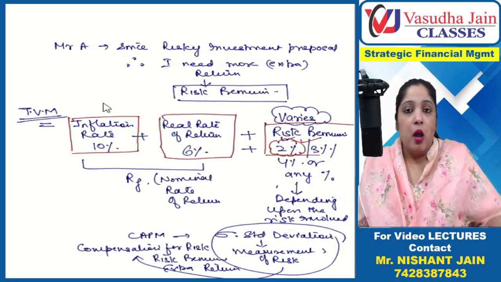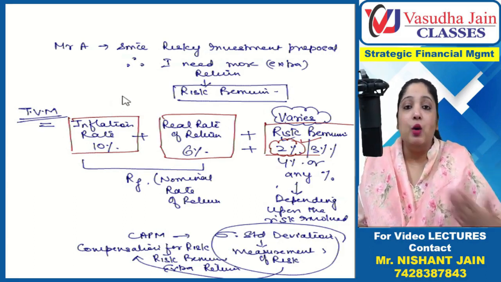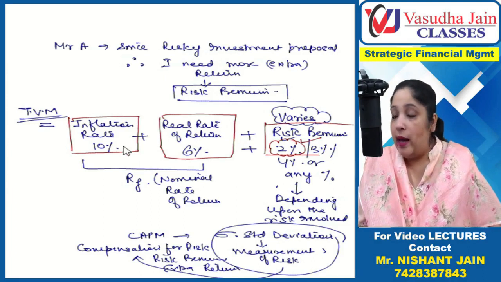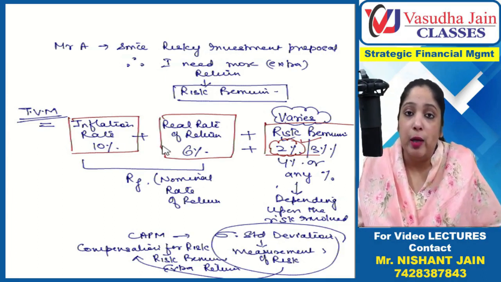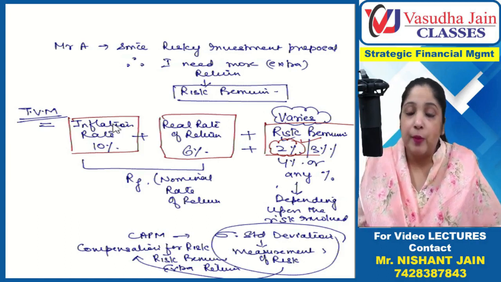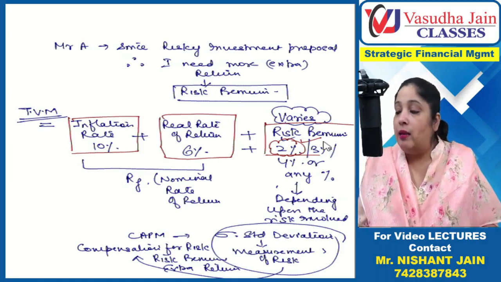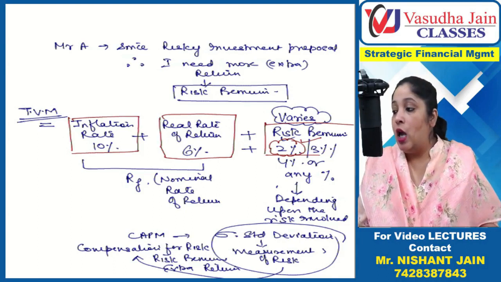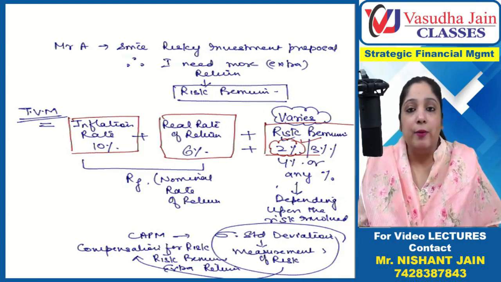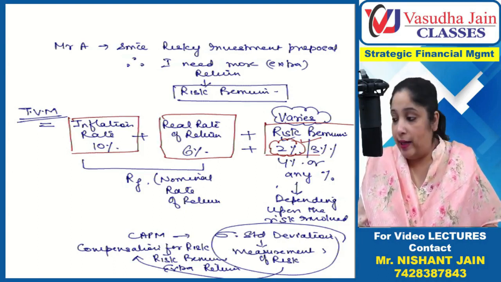So, now I know with passage of time, the value of money increases. And why is the value of money increasing? It is attributable to three factors: inflation, real rate of return, and the risk premium. Okay. So, now let us start the concept of certainty equivalent factor.